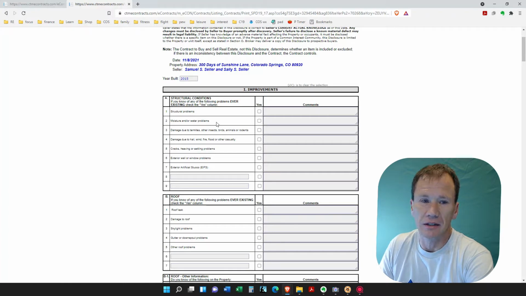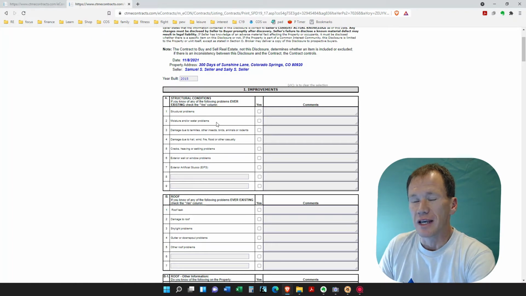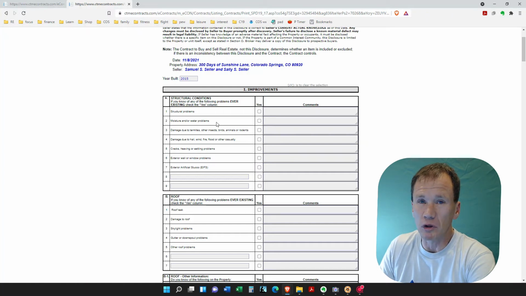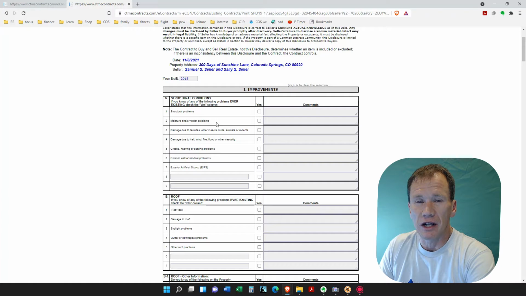Obviously, if a sink leaked and you fixed it and it didn't damage anything, I'm not sure I'd call that a moisture or water problem. If you had a supply line break and it ran in the house overnight and you had to tear out some cabinets and fix some walls, that you do want to disclose. Anything, especially that you had to get a permit pulled to fix, you need to disclose. Anything moisture that led to mold, you need to disclose. So err on the side of caution, talk to your agent, make sure that you're clear on this.